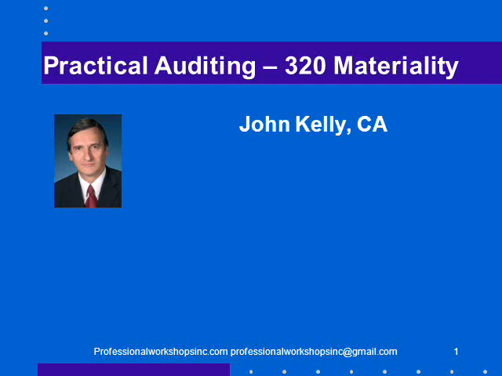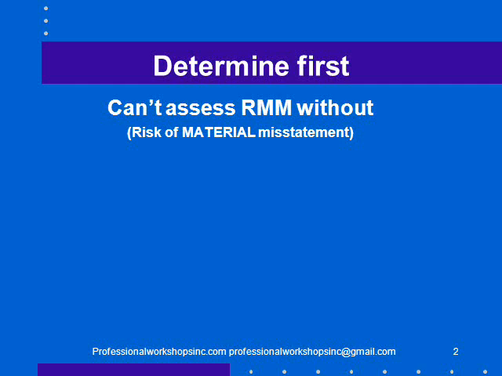And as always, we want to be efficient and effective, follow professional standards, and document what we have done properly. Materiality is the first thing we have to determine in an audit, because the next thing we want to do is assess risk of material misstatement. And of course, you can't assess risk of material misstatement without knowing what materiality is first. It's material misstatement.